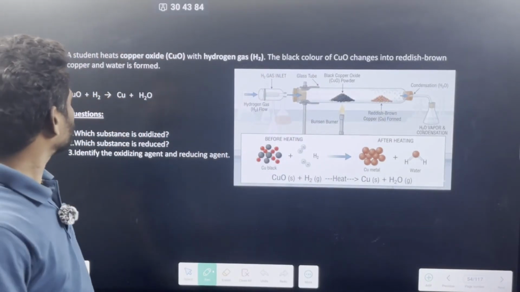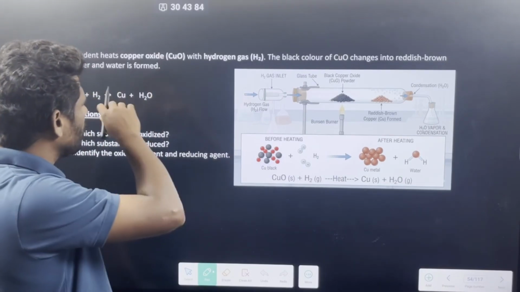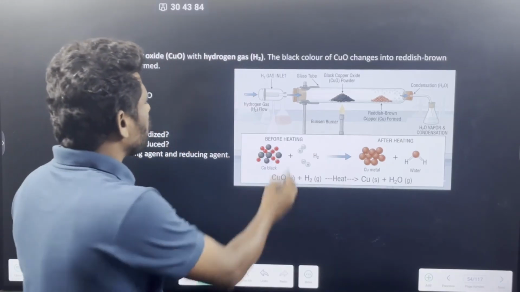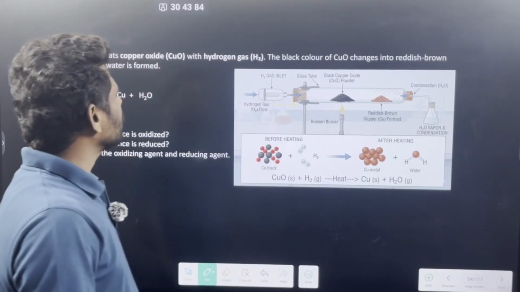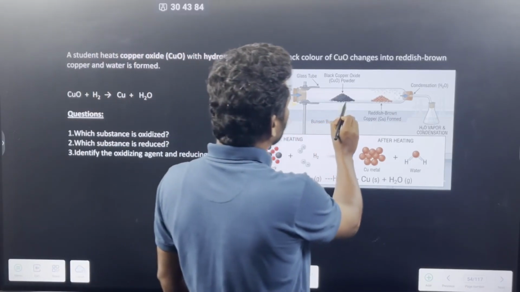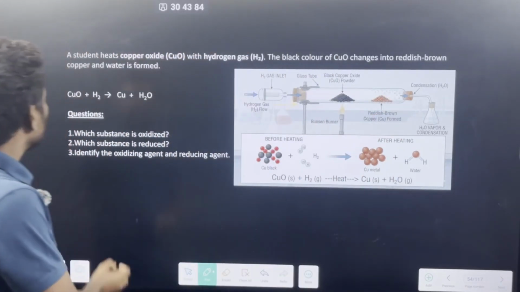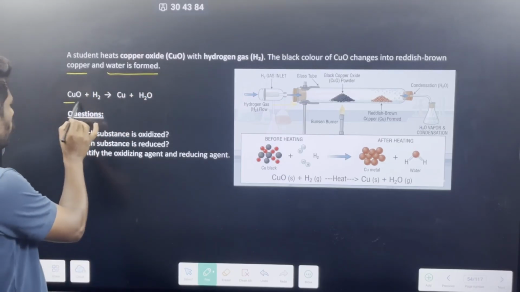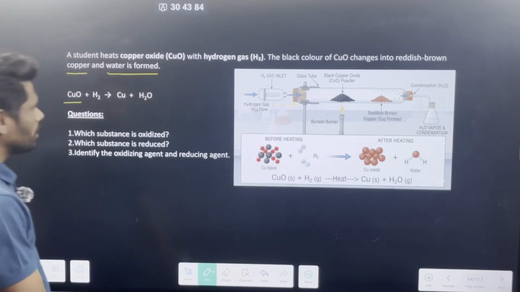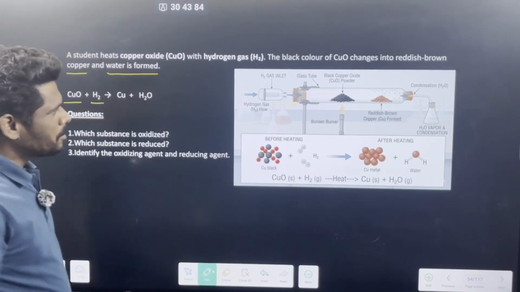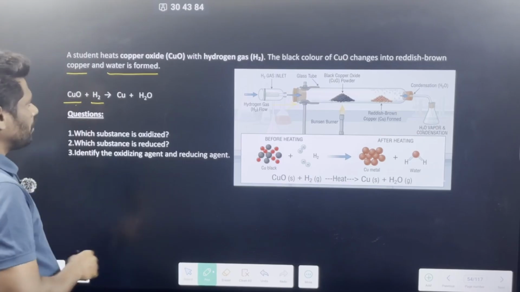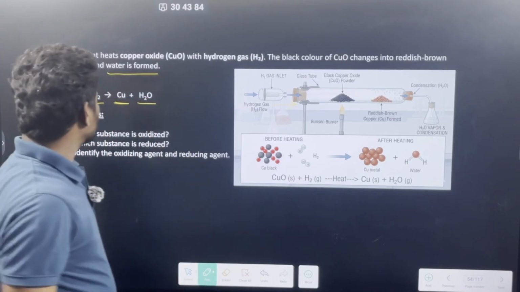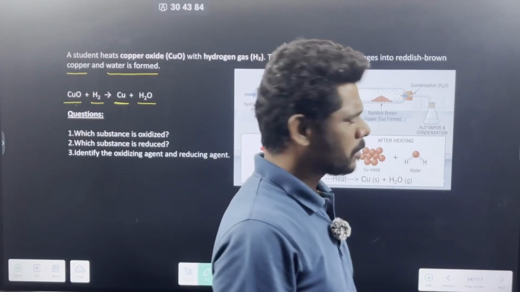Try to answer it. A student heats copper oxide. This is the black copper oxide. With hydrogen gas, the hydrogen gas is passed over that. The black color of copper oxide changes into reddish brown. Copper and water are formed. Yes, he gave the reaction itself. So copper oxide was one of the reactants. Of course, hydrogen gas is passed over it. It was black in color. Then what is he saying? He got the reddish brown product, that is copper. In fact, water is formed, maybe in the form of steam or vapors.